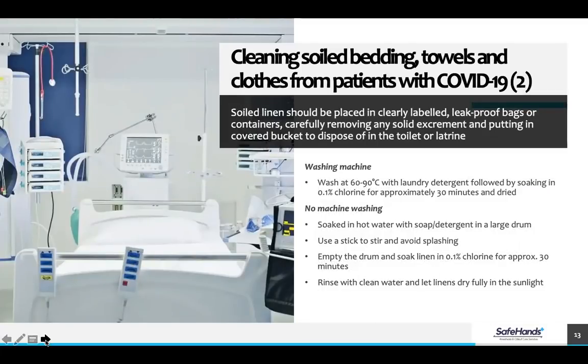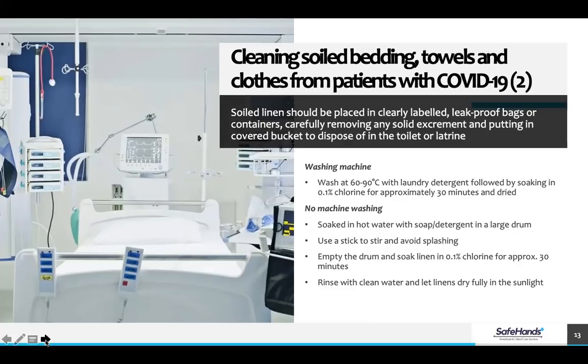Cleaning of soiled bedding, towels, and clothes from patients with COVID-19. Soiled linen should be placed in clearly labeled leak-proof bags or containers, carefully removing any solid excrement and putting it in a covered bucket to dispose of in the toilet or latrines. Washing machine: wash at 60 to 90 degrees with laundry detergent followed by soaking in 0.1% chlorine for approximately 30 minutes and it should be dried.